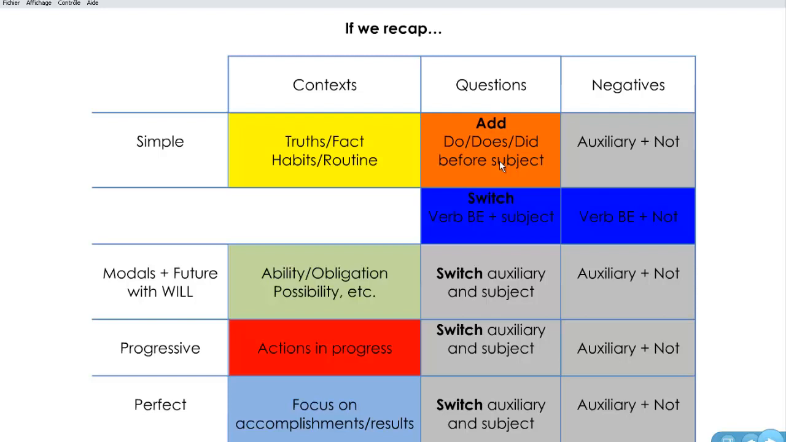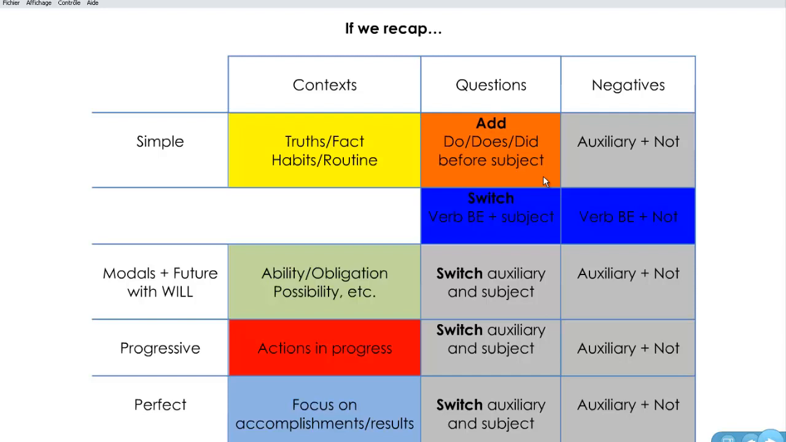The difference for simple tenses is that you need to add an auxiliary before the subject, do, does, or did, and you have to keep in mind that the main verb stays in the infinitive form. So you have something like, does he like football? Did you work yesterday?